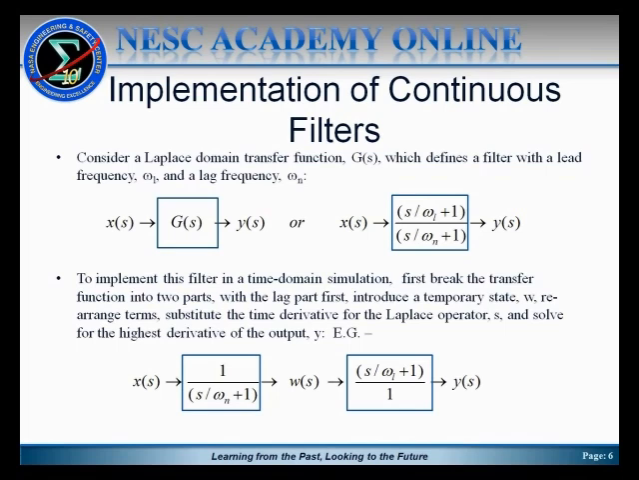So to implement that filter in a time domain simulation, what you would do is first break the transfer function into two parts, as shown at the bottom of the slide, where first you implement the lag part, and we'll call the output of that lag state w. Then the w becomes the input to the final part of that filter, which is the lead part. And so w goes into the lead part and y comes out. So that's equivalent to what's shown at the top of the slide, but we've just introduced a new state w. And we'll show how that's implemented in a time domain simulation on the following slide.